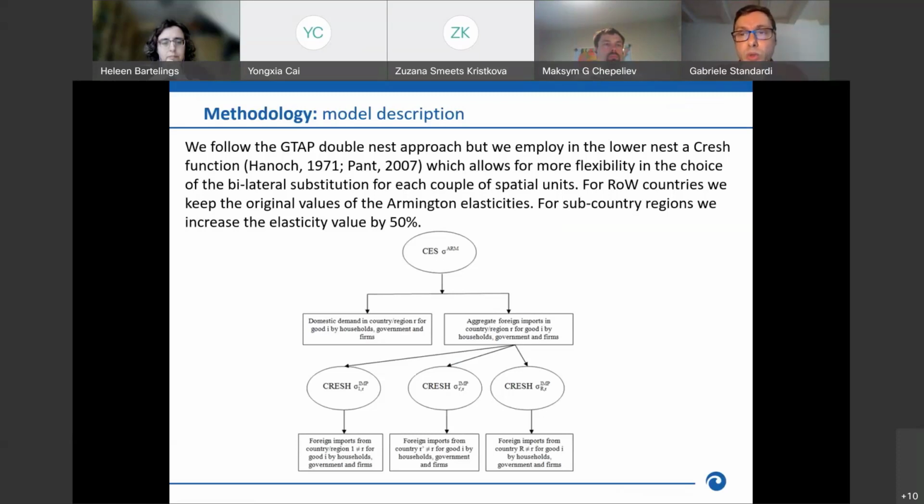And here the assumption we made is that we keep the same parameterization of GTAP for countries or regions in the rest of the world. But then, of course, for regions within the country, we assume that this elasticity of substitution is 1.5 times higher than the elasticity of substitution of GTAP.